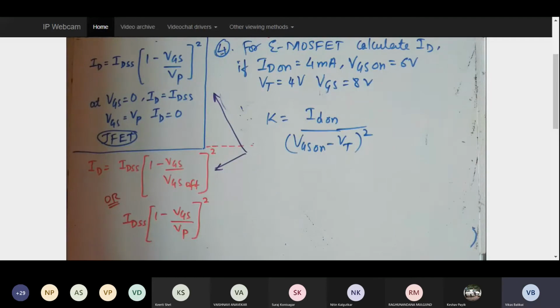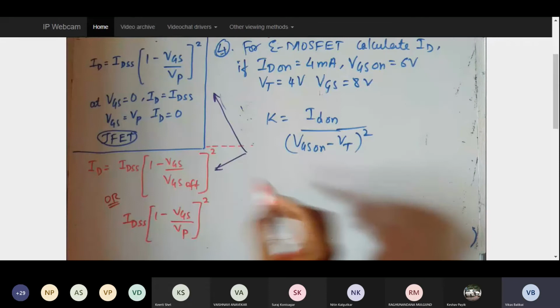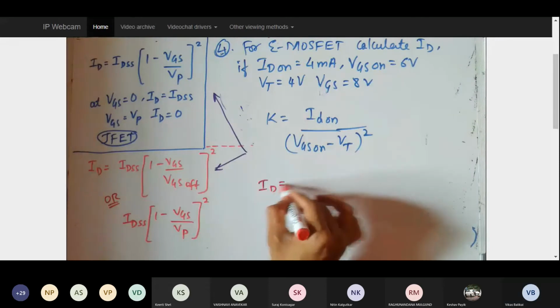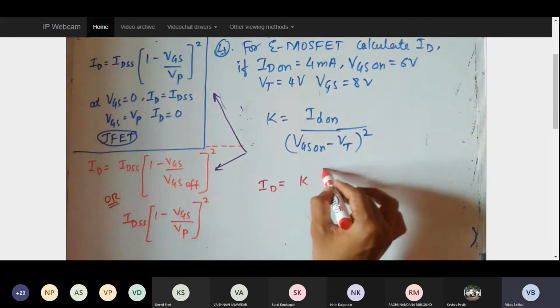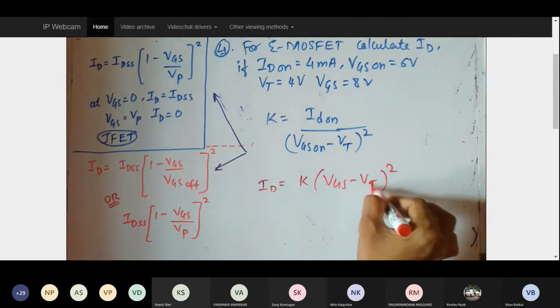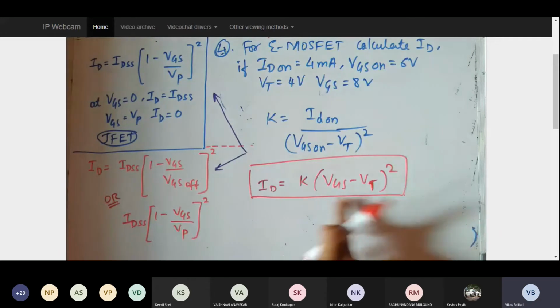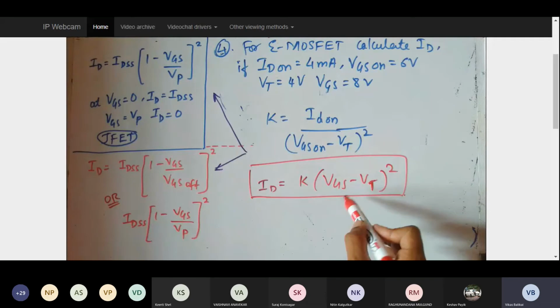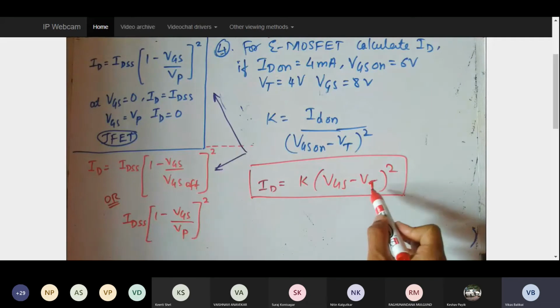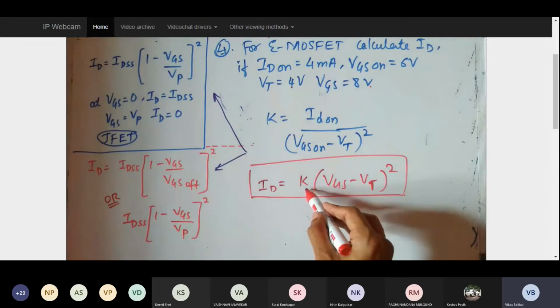Ultimately I just want the ID equation. ID is given by K multiplied by VGS minus VT whole square. I just forgot to tell you this is the equation. But I really do not know what is the value of K. So that K can be calculated by using this particular equation: ID on divided by VGS on minus VT whole square.